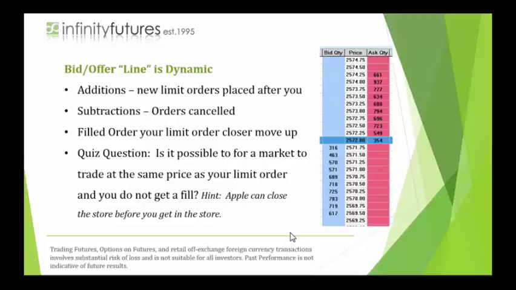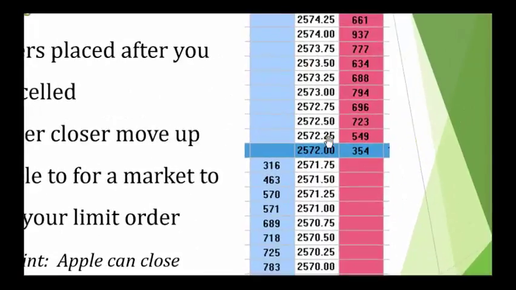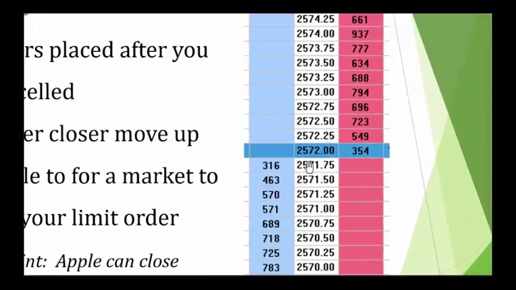So the quiz of the day is this: is it possible for a market to trade at the same price as your limit order and you do not get filled? Hint: at the Apple Store, they could close the store before you get to get in the store. So right now, this market here, this E-mini S&P market, is trading on the offer, and you can see 354 contracts in the book at this price. Now let's say that you're number 300, and this market trades, and you're trying to sell it, and you don't get to the front of the line.